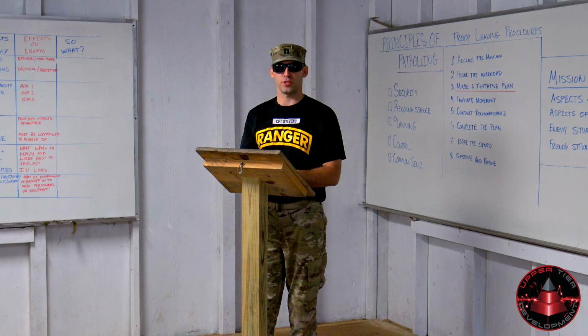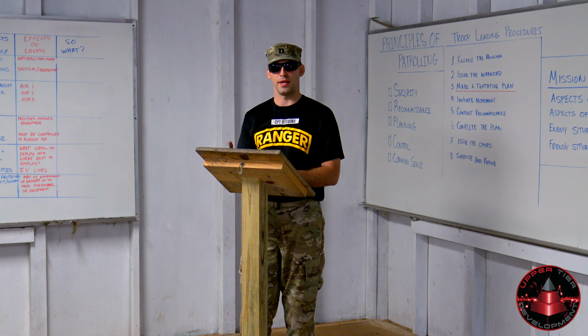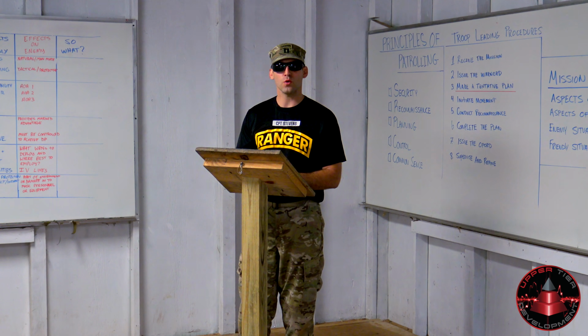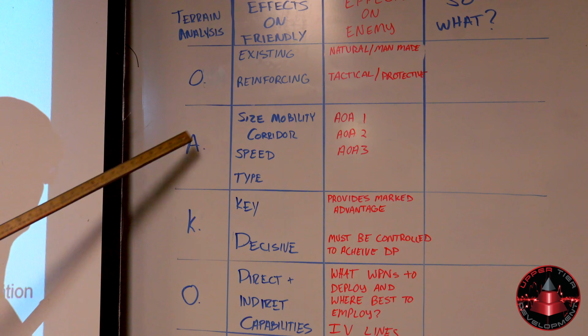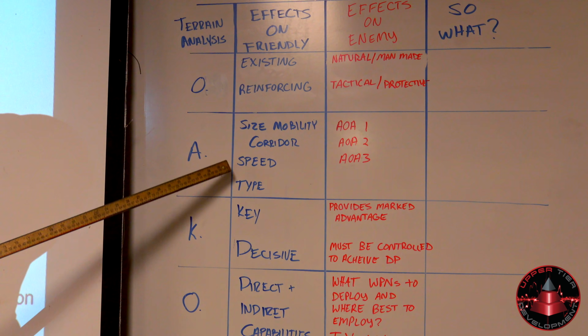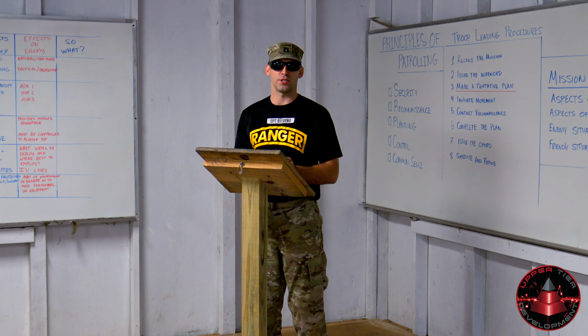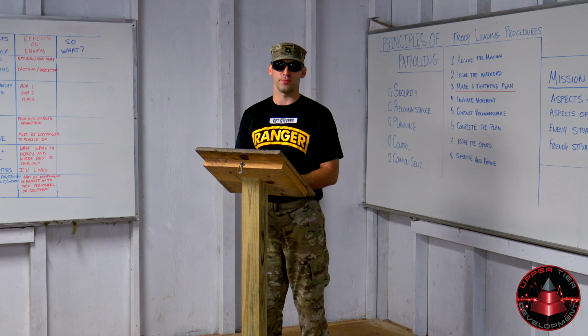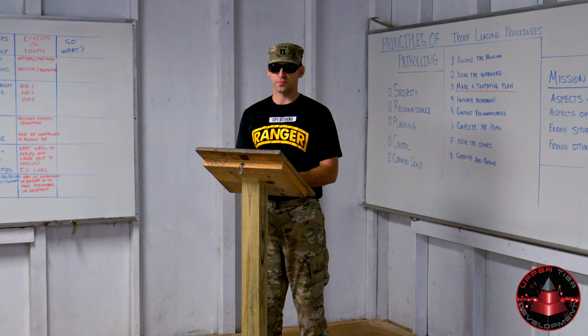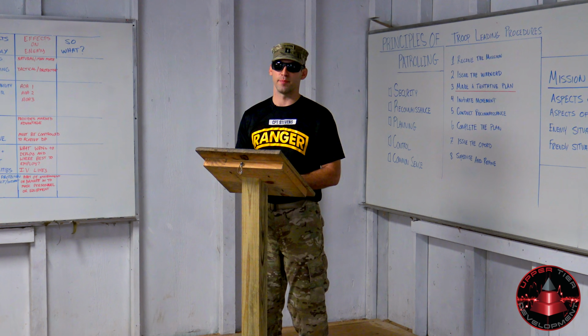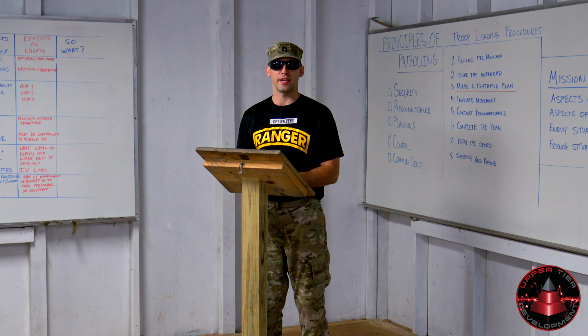Once we understand obstacles and how they're going to affect us, how they're going to affect the enemy, and then what we're going to do about it, we move on to avenues of approach. An avenue of approach is simply a way to get to the objective. Now, things to consider here are the enemy's got to get to the objective just like you do. So they're going to use roads, they can potentially use trails, things of that nature.